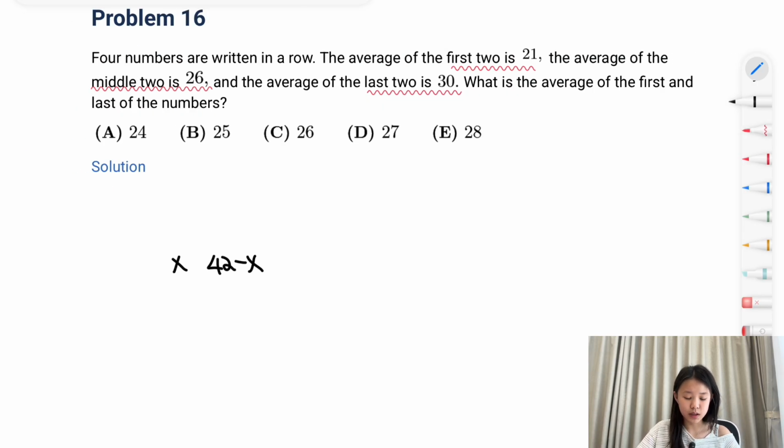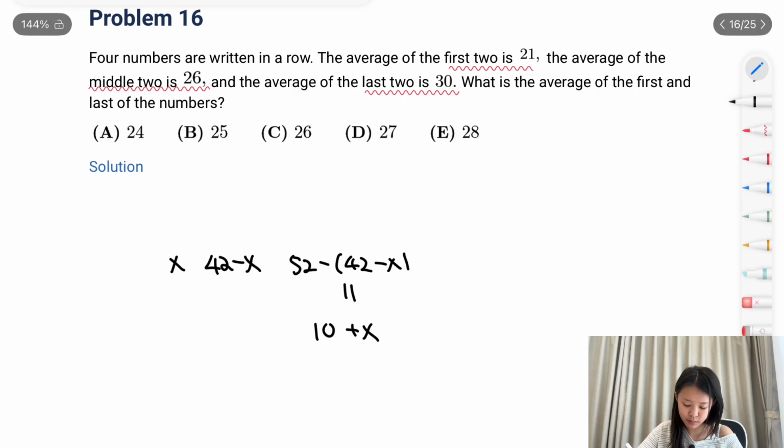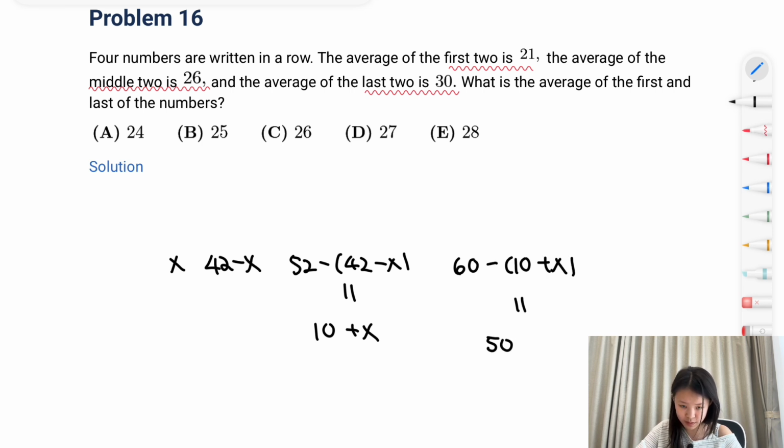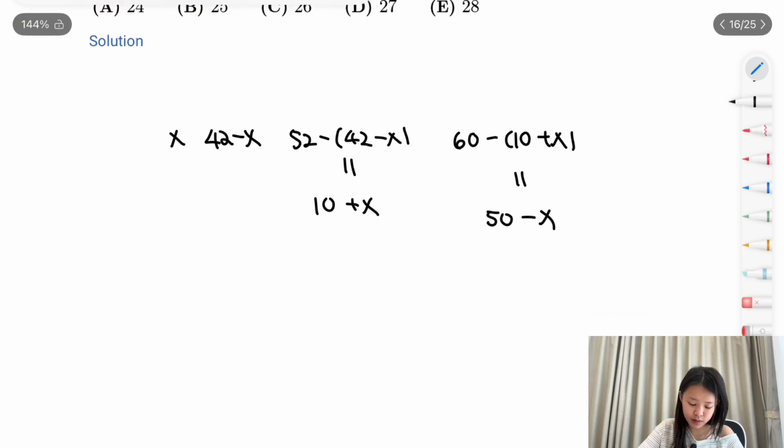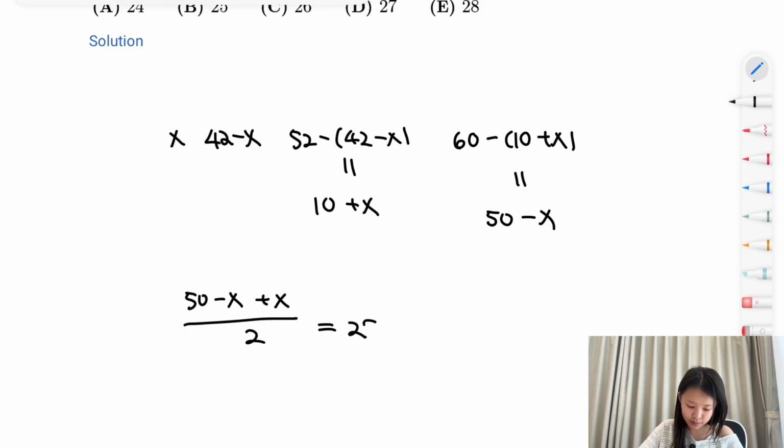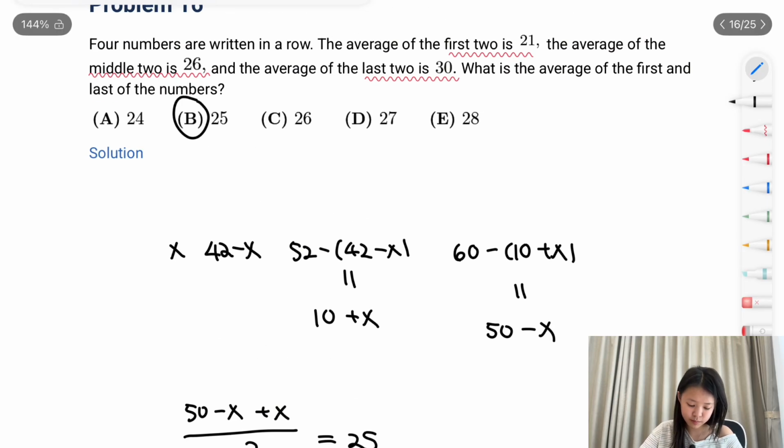So same logic for the next number. It's going to be 52 minus 42 minus x. And so that equals 10 plus x. The last one is 60 minus 10 plus x, which equals 50 minus x. And so the average of the first and last numbers is 50 minus x plus x divided by 2 equals 25. So the answer is B.